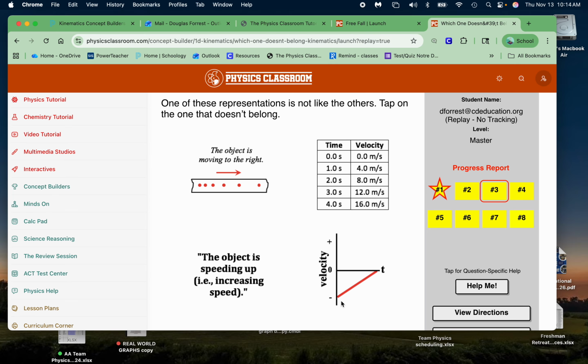This one, the problem is this is a velocity-time graph. First of all, it shows it going in the negative direction, and then it shows it approaching 0 meters per second, so that's slowing down. So I think that's the wrong answer. But I'm going to pick this one instead.